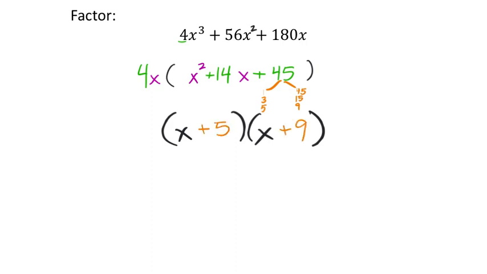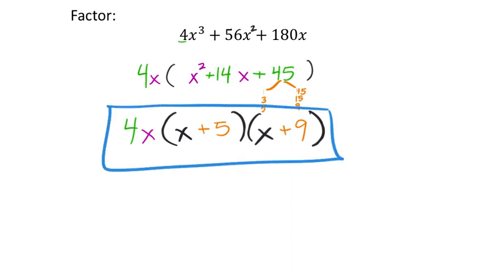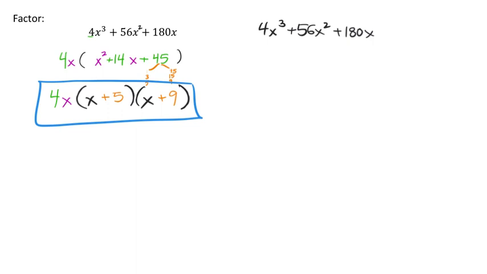Now don't forget the 4x that was out there in the front. So it's this full expression right here. From this original, you could have factored by grouping, even with the x squared stuff.